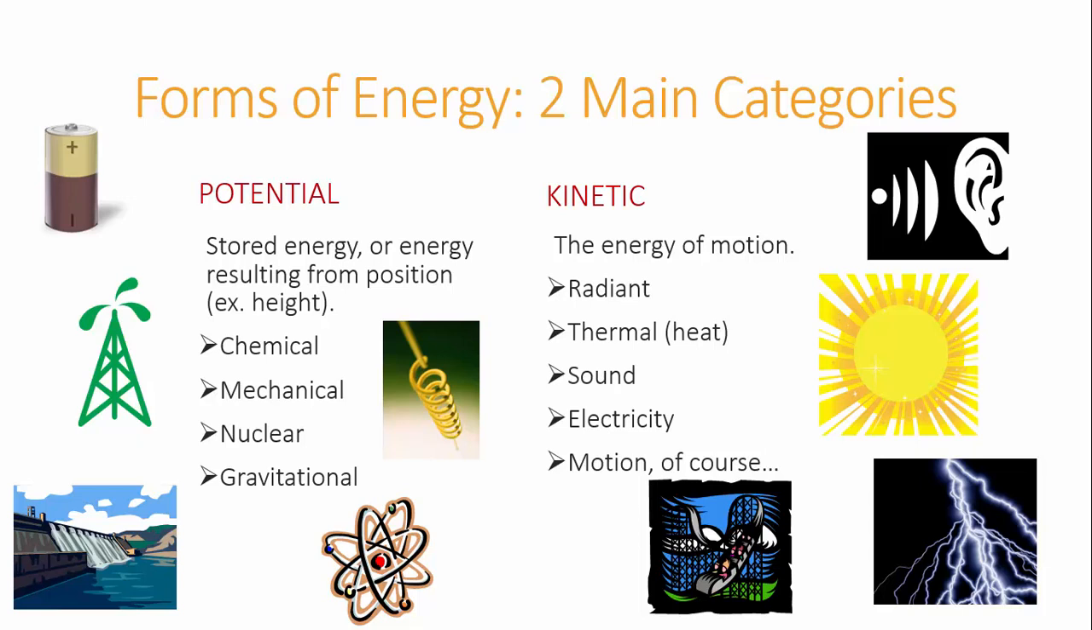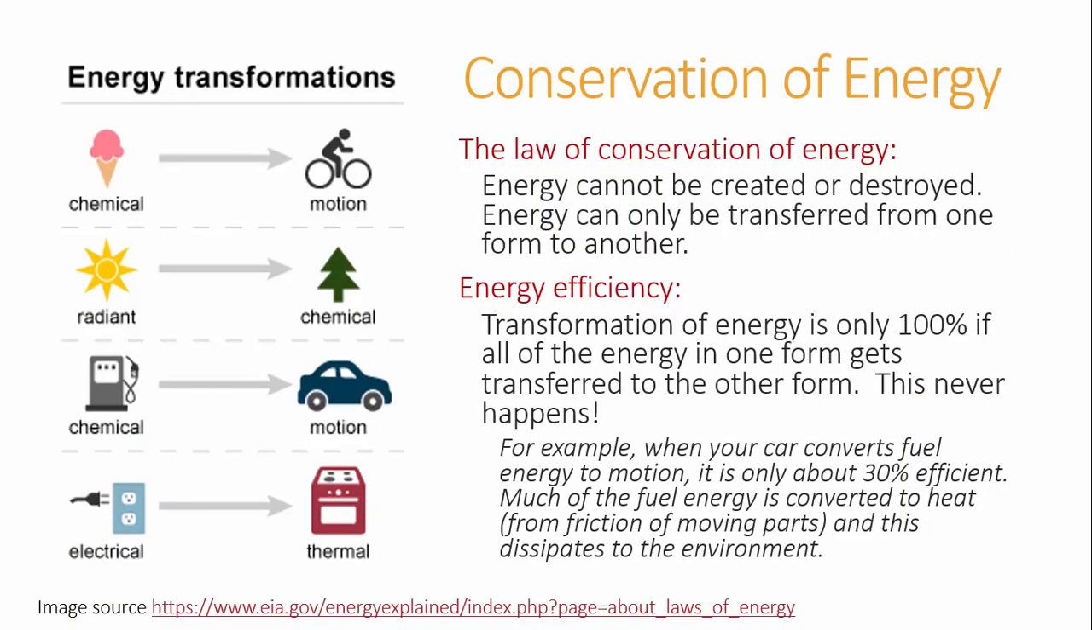Electricity is energy of motion. It's the movement of electrons. And then of course, motion is the energy of motion. So a roller coaster moving downhill is kinetic energy.